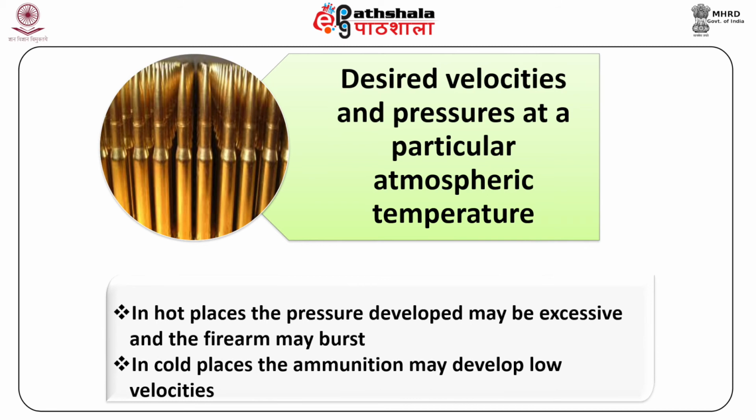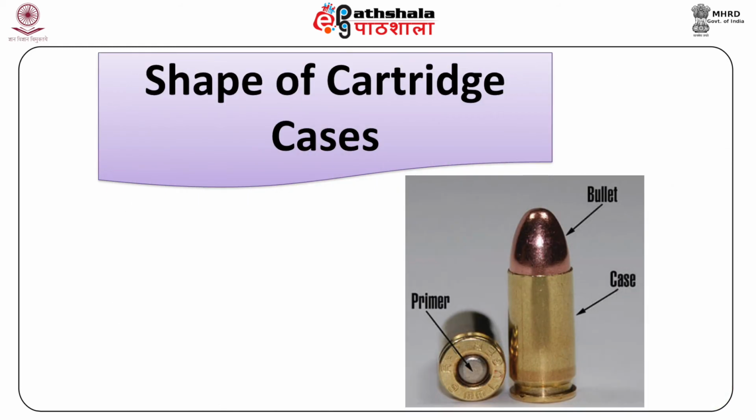Indian ordnance factories manufacture most of their ammunition with a temperature tolerance of 52 degrees Celsius to 72 degrees Celsius. It has been found that the variation in the velocities because of the temperature is about 1 meter per second per degree centigrade. Next, we will learn about the shape of the cartridge case.